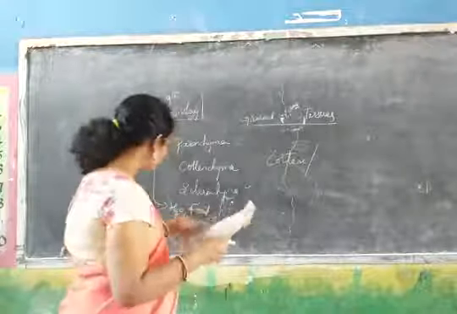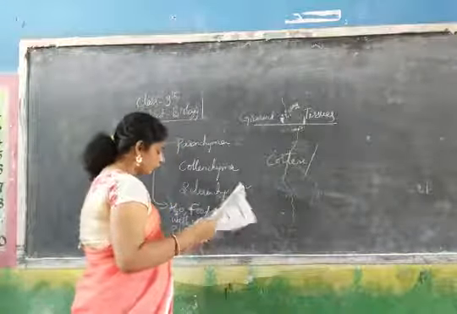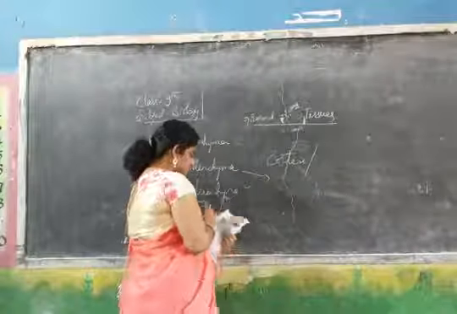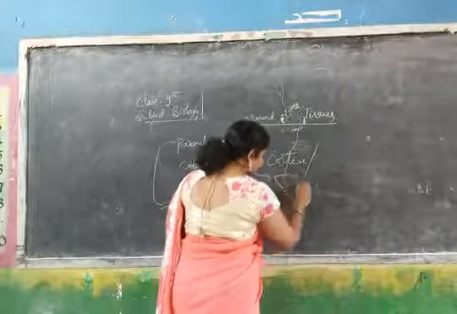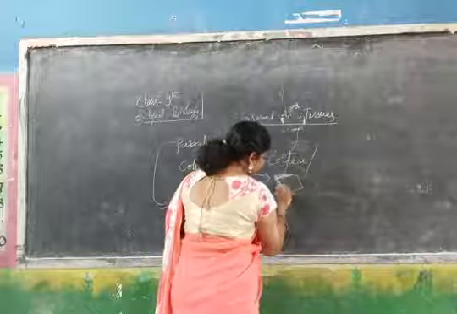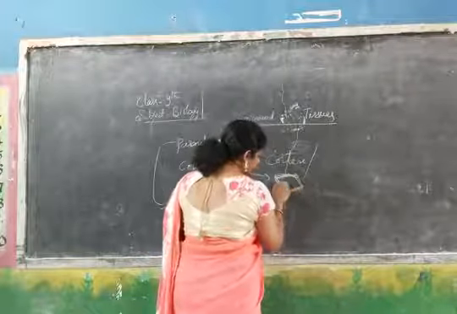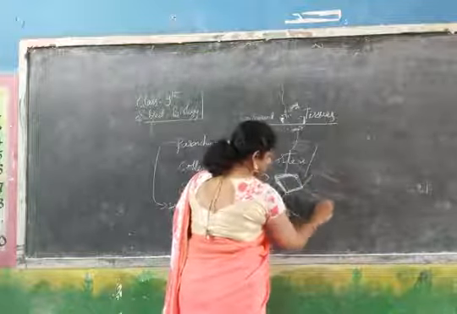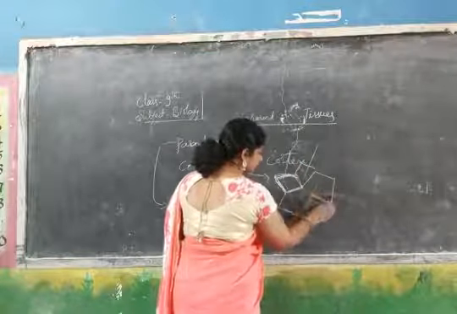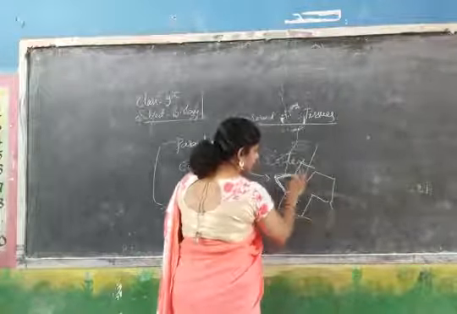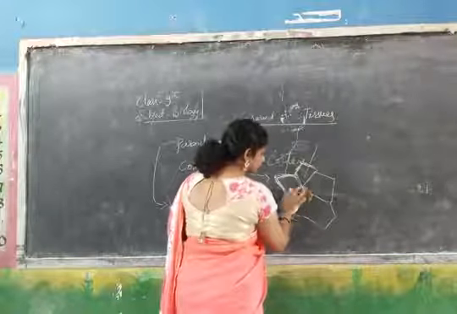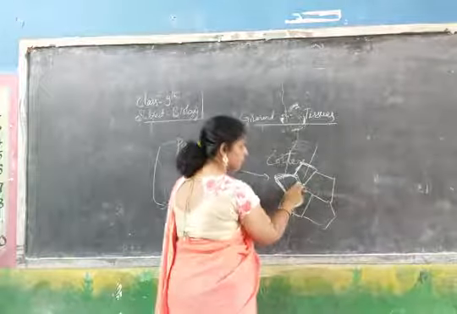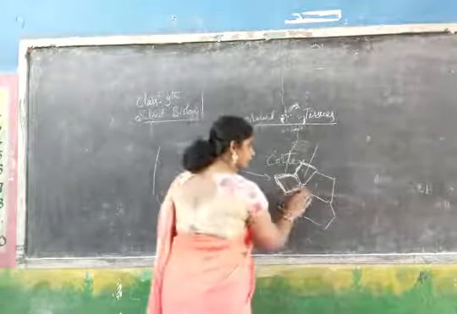Next one, we will go for the collenchyma. These collenchyma cells have a thick cell wall, like this. The cell wall is thick with no intercellular spaces. There is no gap between cell and cell, no gap formation, no intercellular spaces.